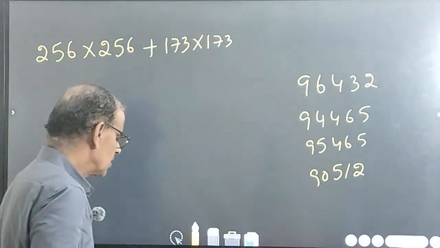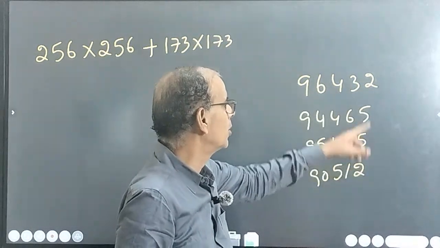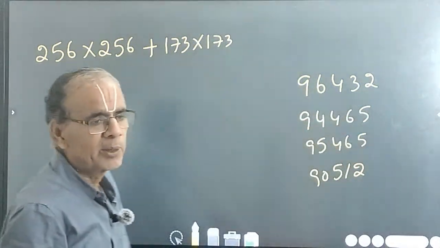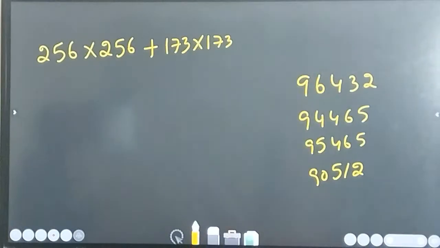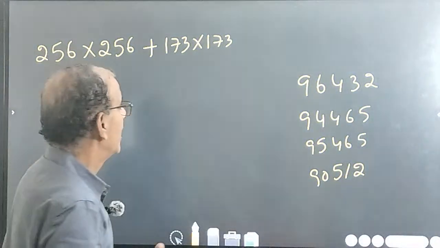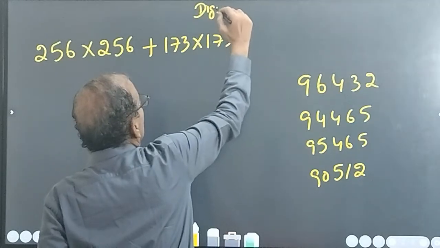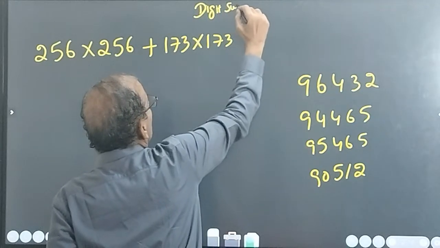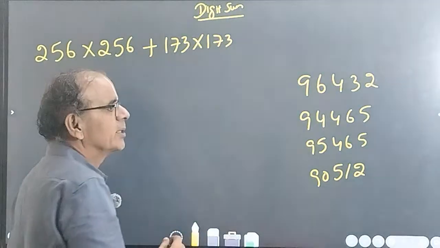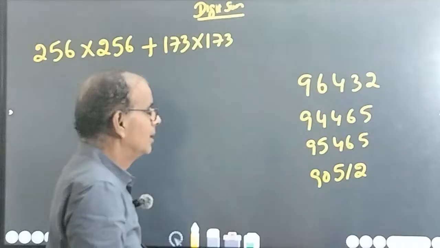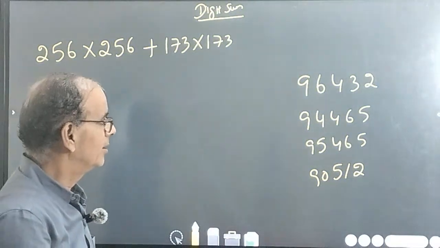Our normal method is to multiply 256 and 256. Here I cannot apply the unit digit concept because two numbers are coming, with 5 digits coming. So I cannot apply the unit digit concept. I am going for the digit sum method. Okay, we are doing by a different method. This method will be very useful when you are solving simplification questions, mainly data interpretation, etc.